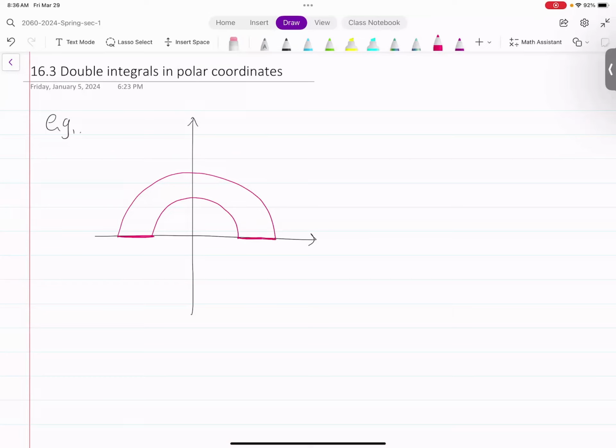So you can say this is the outer semicircle. This region is enclosed by the two semicircles and the horizontal line segments. So here, that's the region. Okay, so the outer is x squared plus y squared equals 4. We have the radius 2. And we have the inner to be x squared plus y squared equals 1.